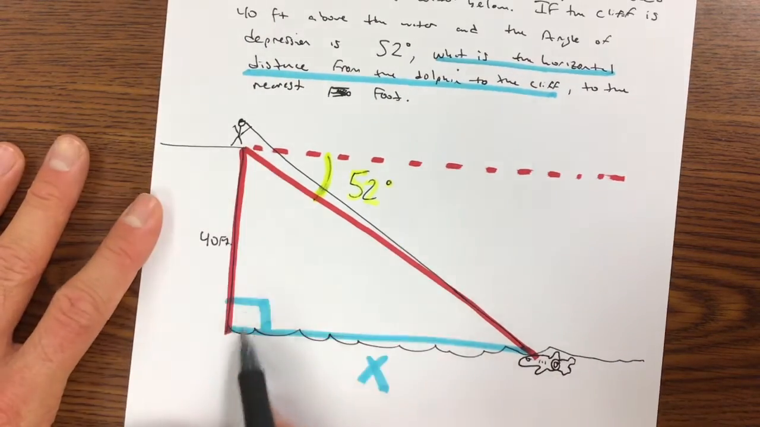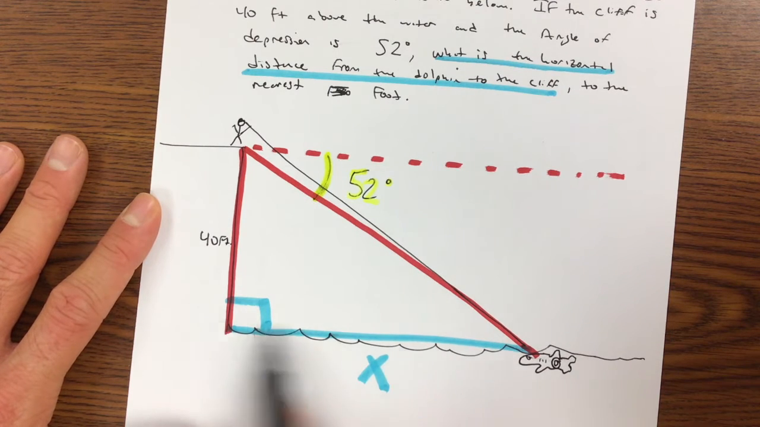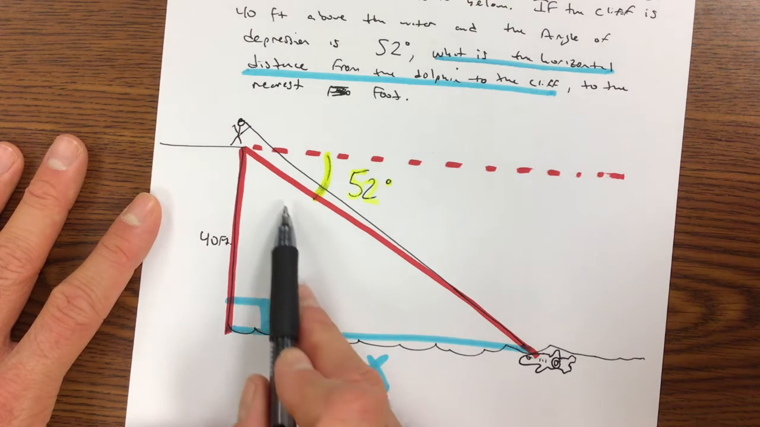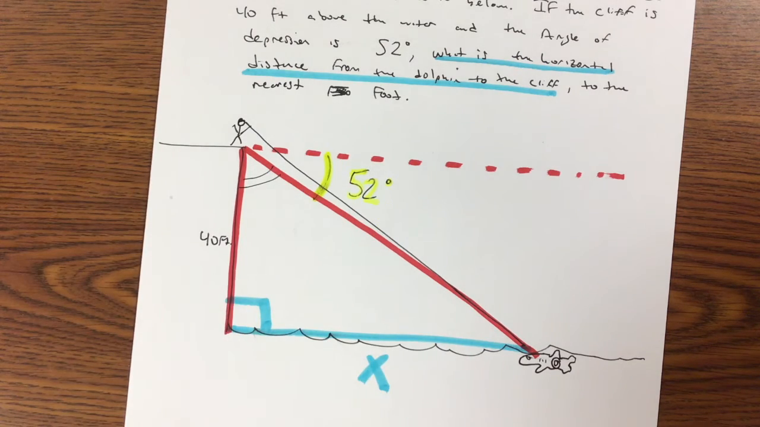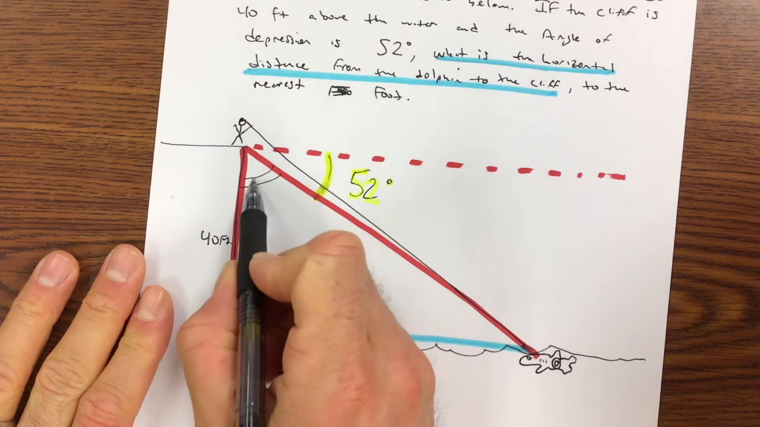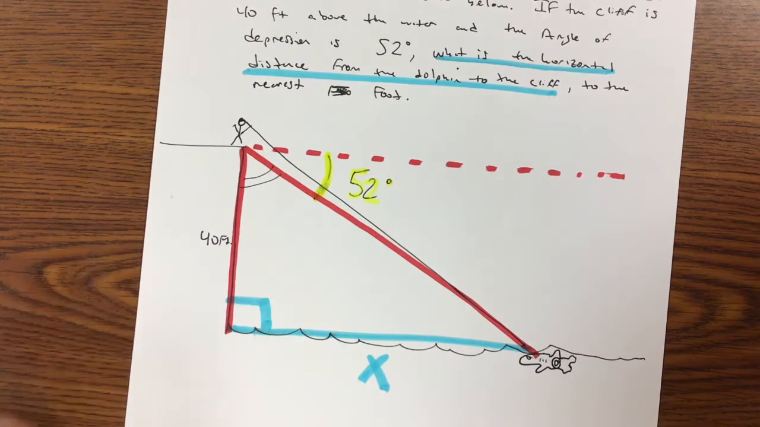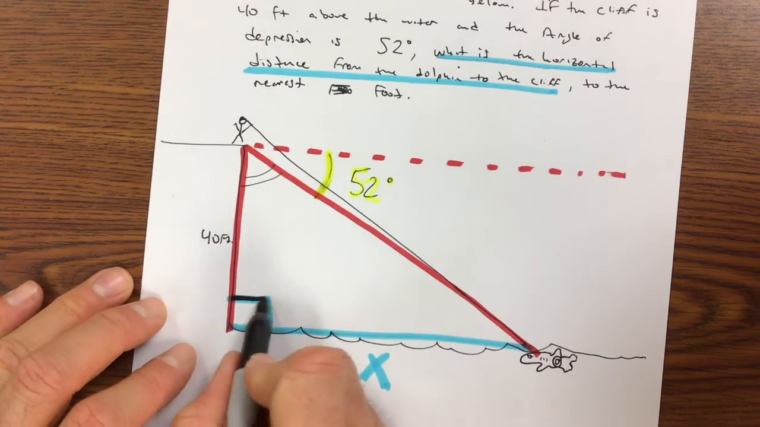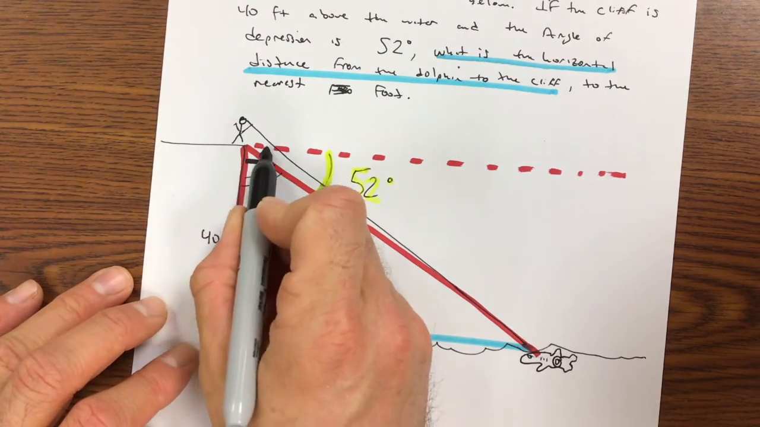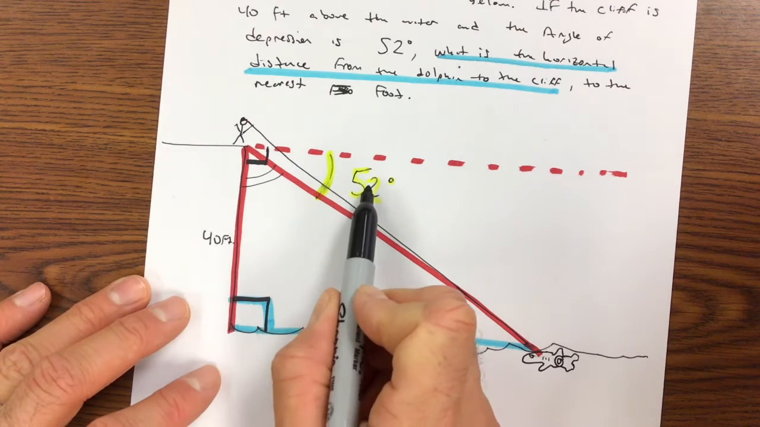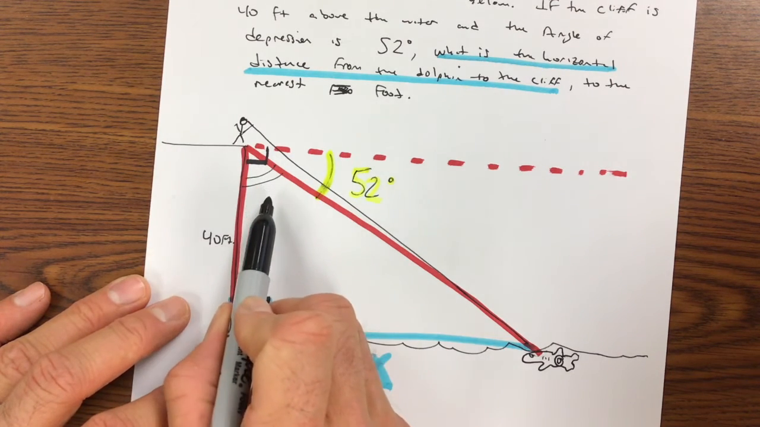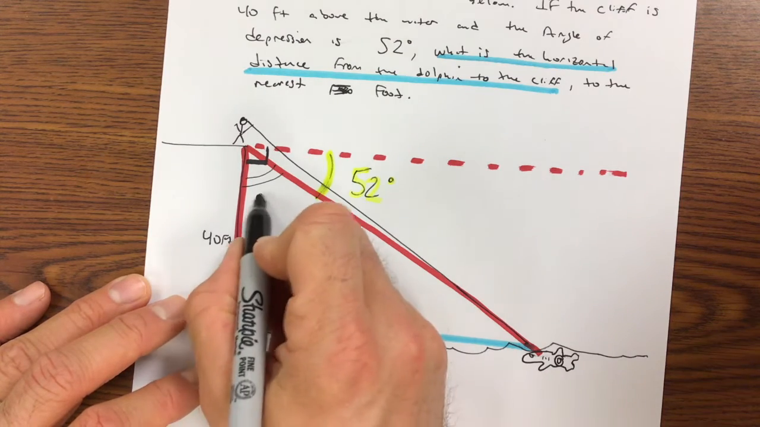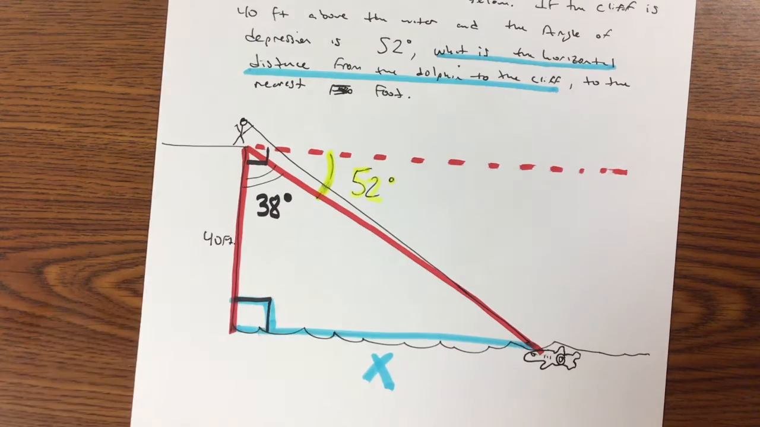I have 40 feet here. I have this X right here that we need to solve, right angle. Question is, how do we find this angle right here? Well, think about it. It's not 52 degrees. It can't be 52 degrees. If that cliff is built at a right angle right here, then it's also safe to assume that that's a right angle. So let's do 52 degrees subtracted from 90 degrees to get this inside angle of the triangle. That should be 38 degrees.